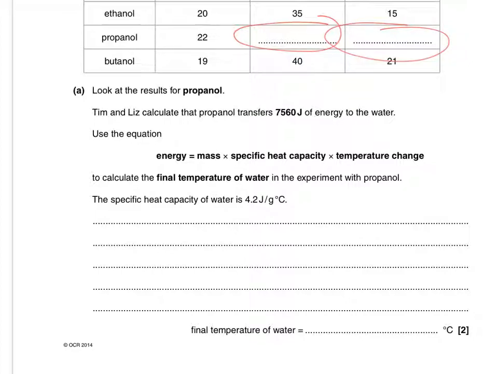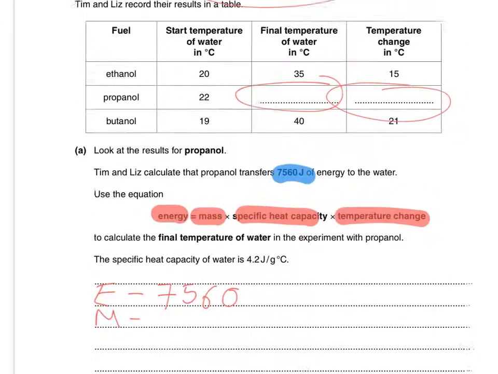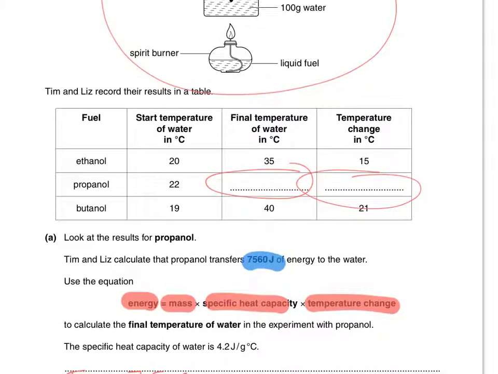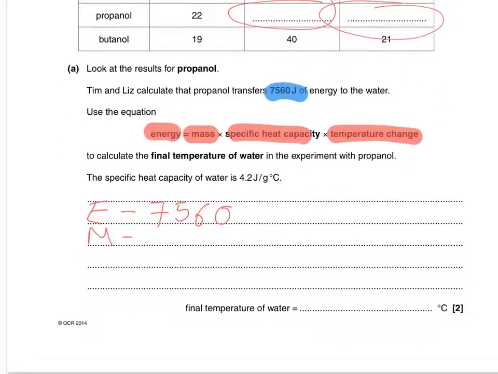So here it is. First and foremost, easiest way to do this is we need to look at these: energy, mass, SHC, and temperature change, and see which ones we know and which ones we don't know, okay? So if we think about energy, we know we've got 7,560 joules, okay? It says in the question, just up here. Then we think about mass. Where does it tell us? There it is. Sorry, in the diagram, it tells us we've got 100 grams of water, so that's our mass. So we know we've got 100 grams.